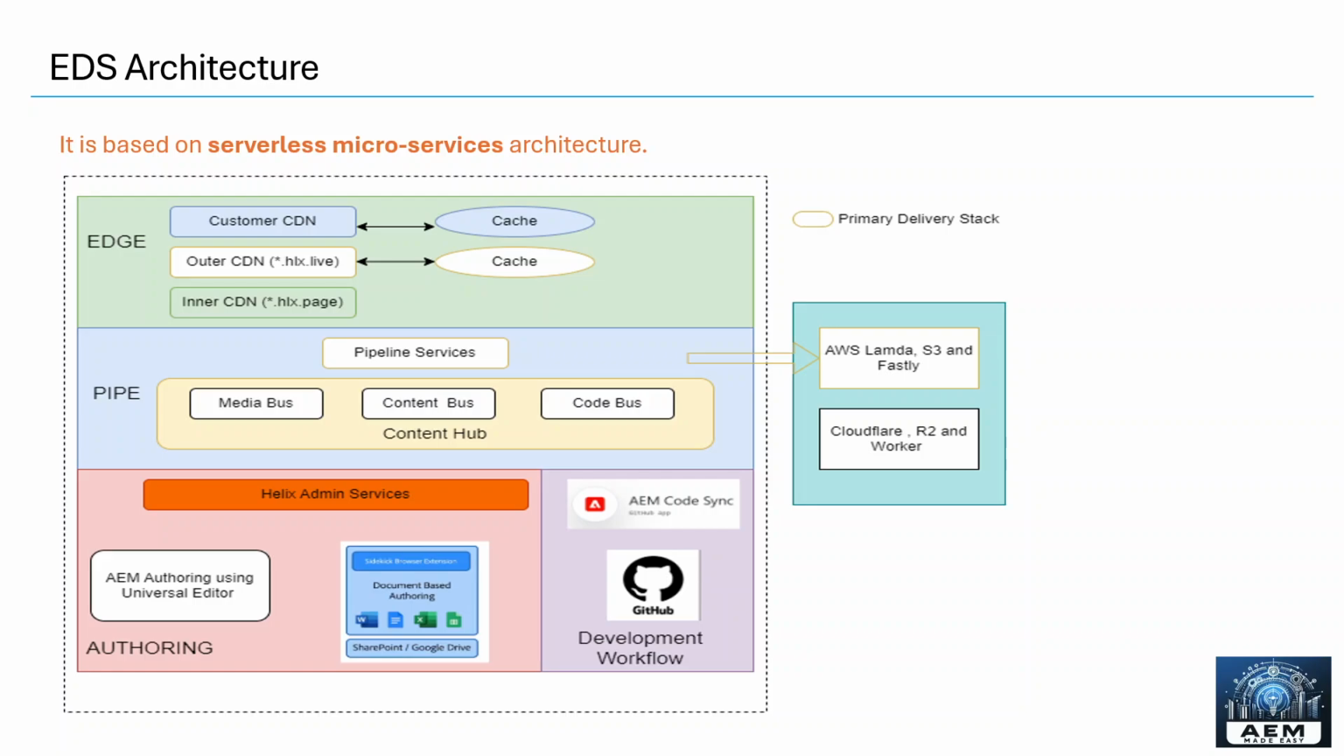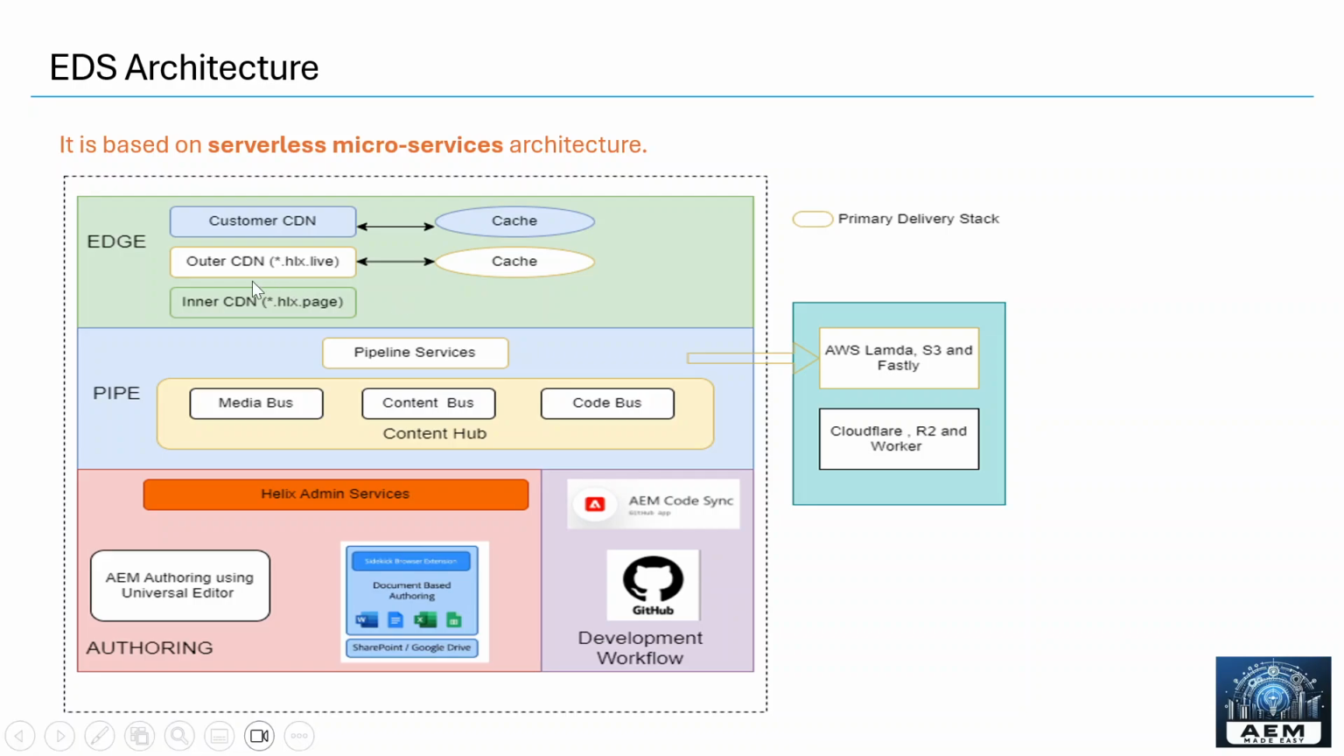This diagram is oversimplified so that it is easier for you to understand. If you see the original, it's a much more complex diagram. But even with this one, we can clearly make out that there are four main sections of EDS architecture.